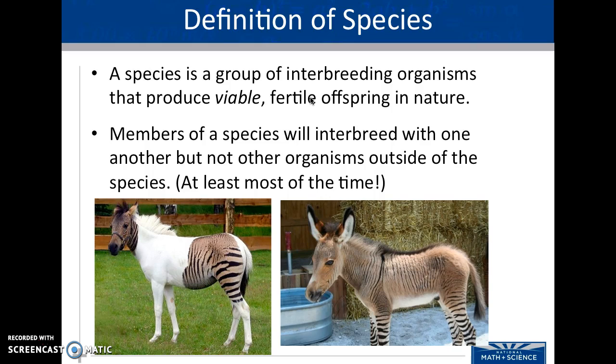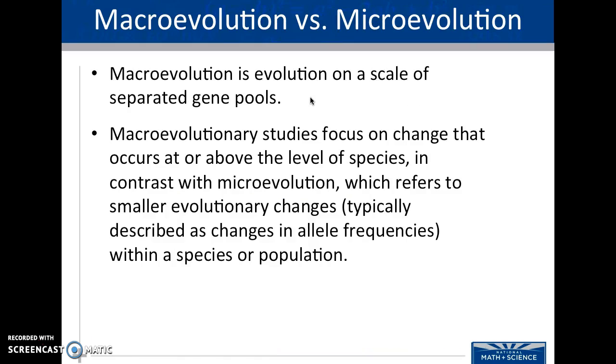What's important first when we start to talk about actual speciation is that a species is a group of interbreeding organisms that produce viable, fertile offspring in nature, meaning offspring that can have more offspring. Members of a species will interbreed with one another, but not with organisms outside of that species, at least most of the time. We'll talk about certain cases where interbreeding between species might occur. We start to get heavily into macroevolution at this point. Macroevolution is on a scale of separated gene pools, whereas in microevolution we're looking at the gene pool of a specific species.